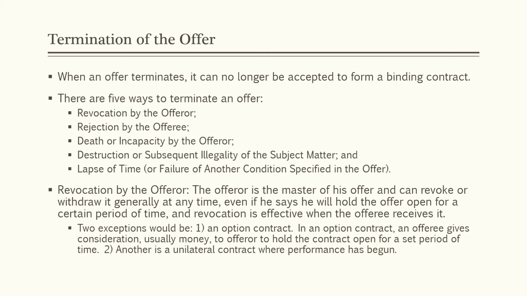The first is an option contract. In an option contract, an offeree gives consideration, usually money, to the offeror to hold the contract open for a set period of time. It happens a lot in real estate contracts. You have an option to buy after you're leasing. That's sometimes an option contract where you pay money for having the ability to buy the property at a certain given time. Another is a unilateral contract where performance has begun. We've discussed that earlier when we were talking about unilateral contracts and Larry and his lost dog.